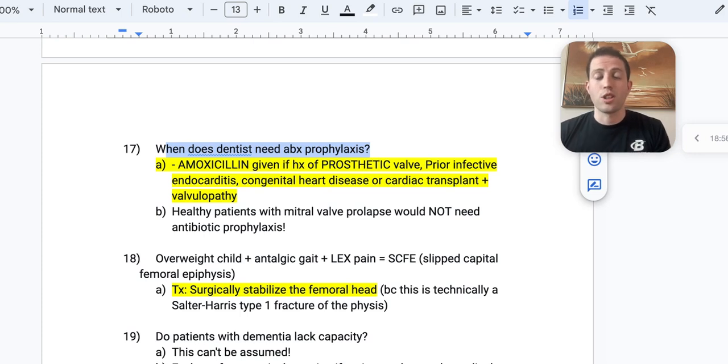So you need to be able to educate our dental colleagues on this as well as your patients. So the trick is they'll give you a patient that has like aortic stenosis or mitral valve prolapse or tricuspid regurgitation or some sort of murmur, and they'll say, does this patient need amoxicillin? The answer is no. They don't need antibiotic prophylaxis with healthy patients that have, let's say, mitral valve prolapse or aortic stenosis or tricuspid regurg or mitral regurg or anything like that. Only if it's prosthetic valve, prior episodes of infective endocarditis, congenital heart disease, or cardiac transplant with valvulopathy. Those are the four things.